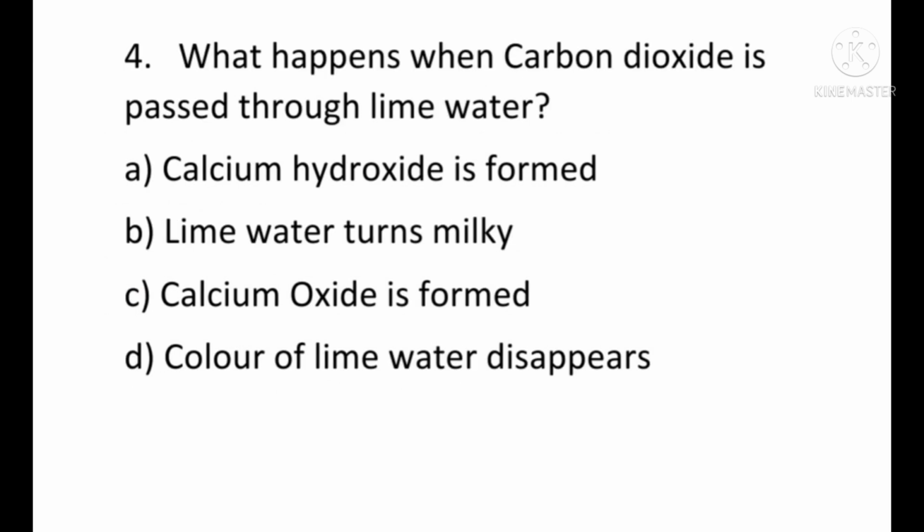Question number 4. What happens when carbon dioxide is passed through lime water? Option A. Calcium hydroxide is formed. B. Lime water turns milky. C. Calcium oxide is formed. D. Color of lime water disappears. Answer is option B. Lime water turns milky.